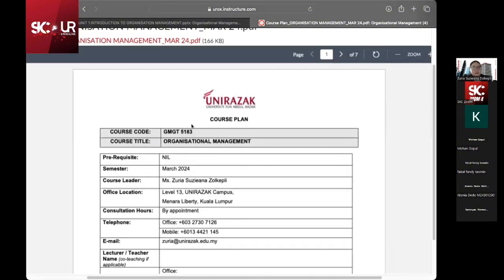Okay, the course code for this subject is GMGT5183, Organizational Management. These are my details. If you want to meet face-to-face, you can make an appointment and then we are going to meet. It's either here, city campus, because in Razak we have 2 campus, or it depends on my whereabouts on that day, city campus, or we have another one in Jalan Tun Razak. So you can just contact me. This is my phone number. We also have a WhatsApp group. Make sure that you are in our WhatsApp group.